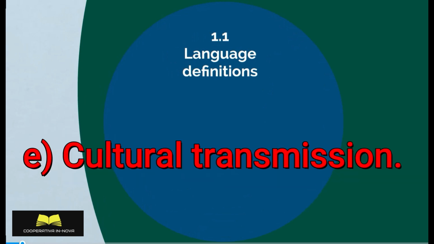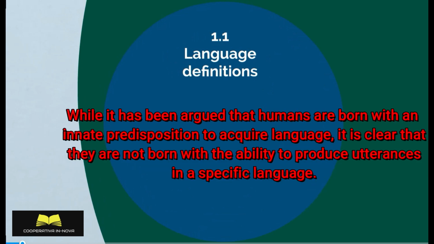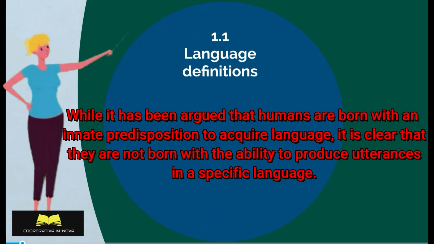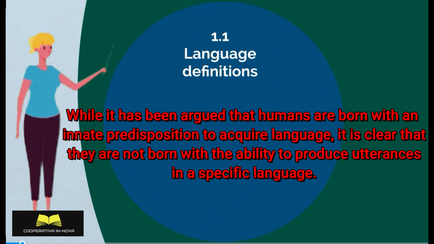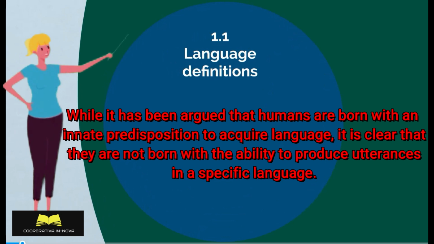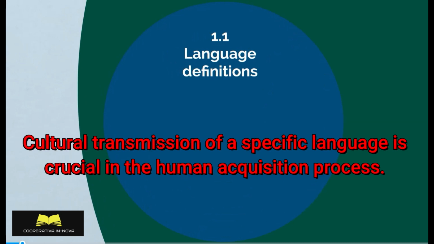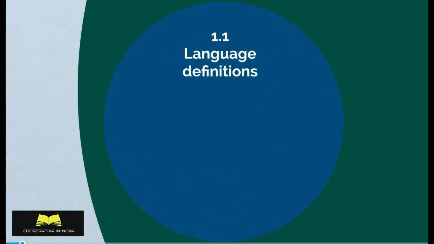E. Cultural transmission. The process whereby language is passed on from one generation to the next is described as cultural transmission. While it has been argued that humans are born with an innate predisposition to acquire language, it is clear that they are not born with the ability to produce utterances in a specific language. Cultural transmission of a specific language is crucial in the human acquisition process.